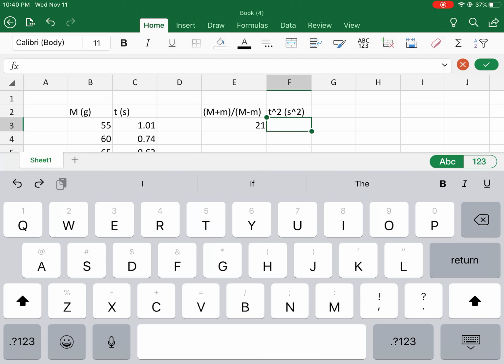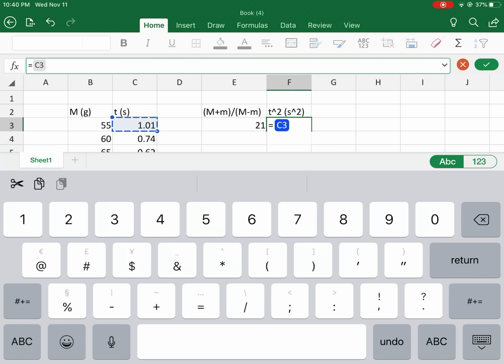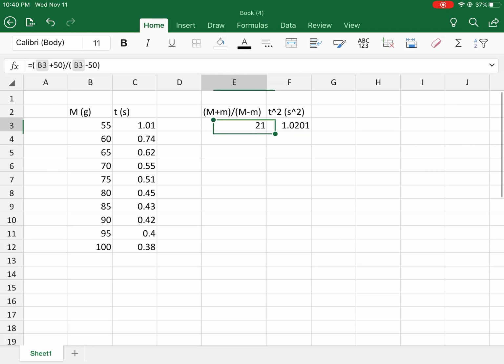I'm going to do the same thing here, type a formula. So you always start formulas with equals. I click on the value of t, then I do caret to square or raise to the power of. I raise it to the power of 2, I hit return, and we are good to go.